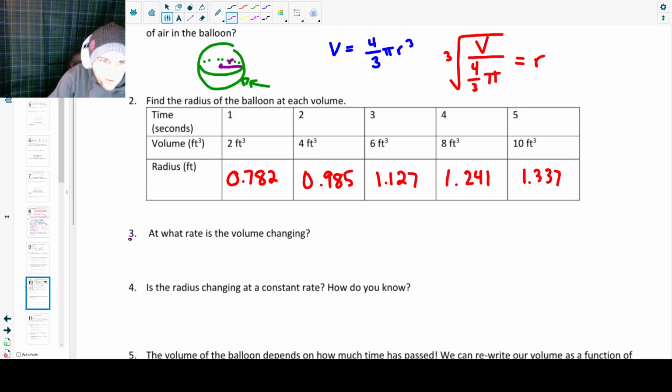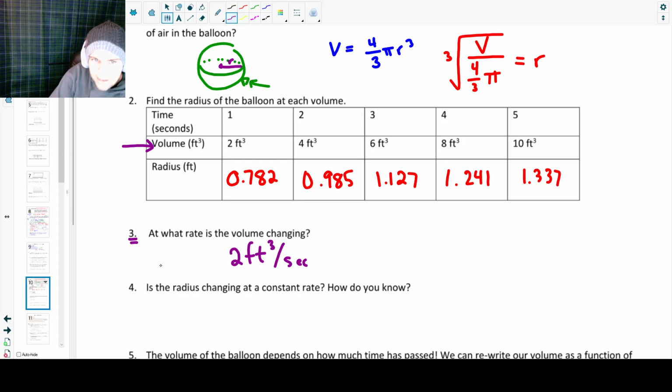So, number 3, at what rate is the volume changing? We want to take a look at our volume. Our volume goes from 2 feet cubed to 4 feet cubed to 6 feet cubed to 8 feet cubed to 10 feet cubed. Hopefully you're noticing that this is a constant rate, because every second, from 1 to 2, 2 to 3, it's increasing by 2 feet cubed. Again, our units are consistent, 1 second each, and our volume is increasing by 2 each time. So I'm going to write this out: the volume is changing at a rate of 2 feet cubed per second. So that is our rate.